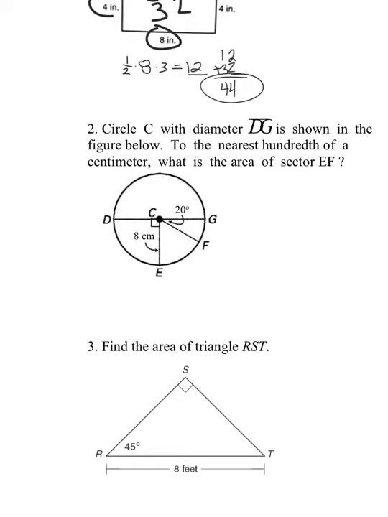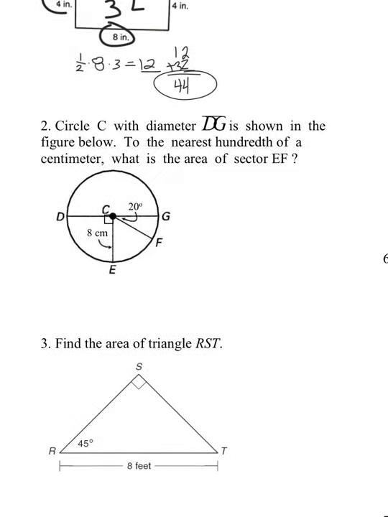All right, number 2, circle C with the diameter of DG is shown in the figure below. To the nearest hundredth of a centimeter, what is the area of the sector? You will have all the formulas for tomorrow. Area of a sector formula is x over 360 times the area of a circle, which is pi r squared. X is the arc degree, so whatever the arc of that sector is, you need it in degrees. And r, of course, is our radius.